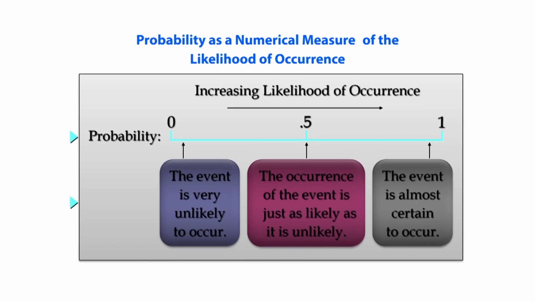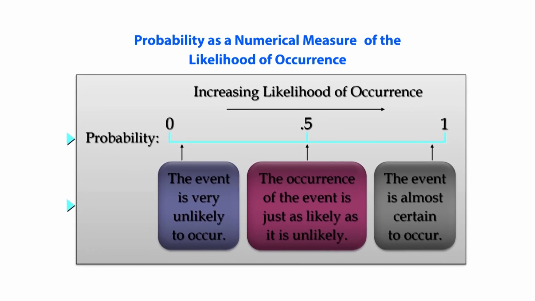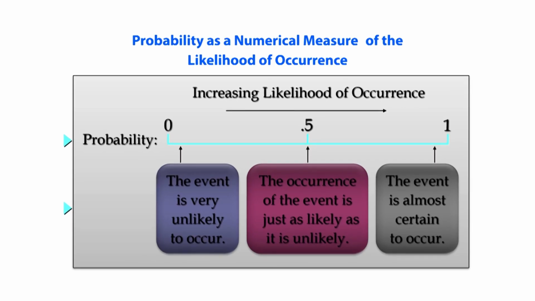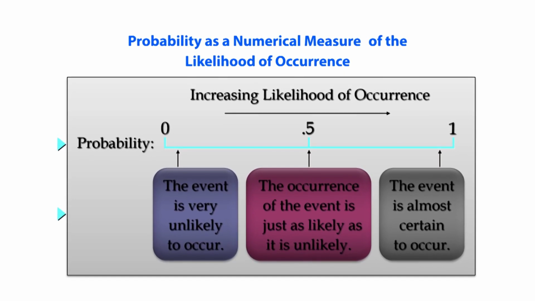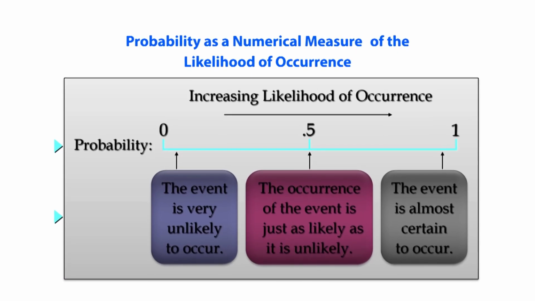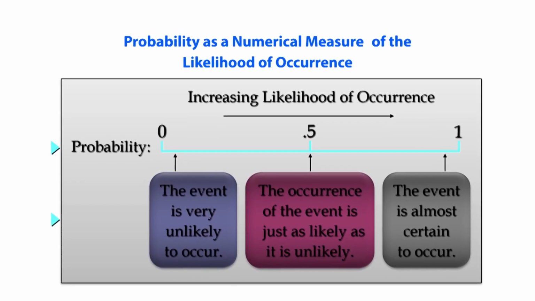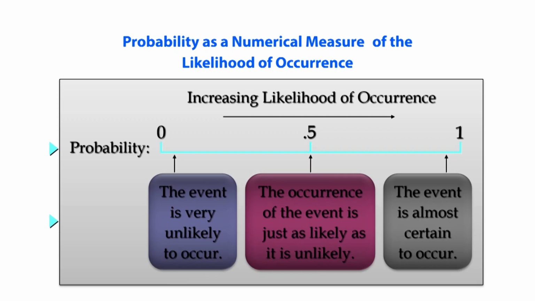As we have talked about, it varies from 0 to 1. The event is very unlikely to occur if the value is 0. If the value is 0.5, the occurrence of the event is just as likely as it is unlikely, and the event is almost certain to occur if the probability value is 1. You can see this with the help of the figure, which is quite self-explanatory.